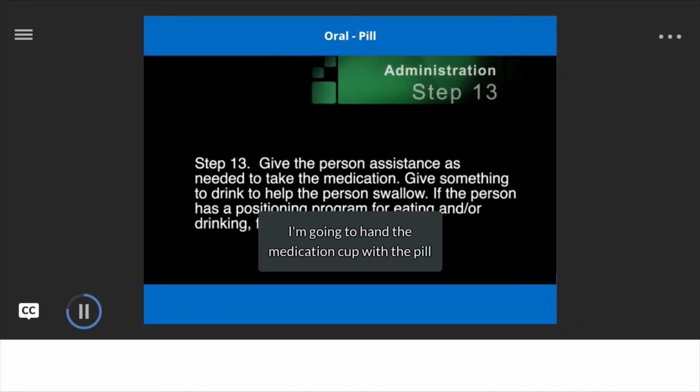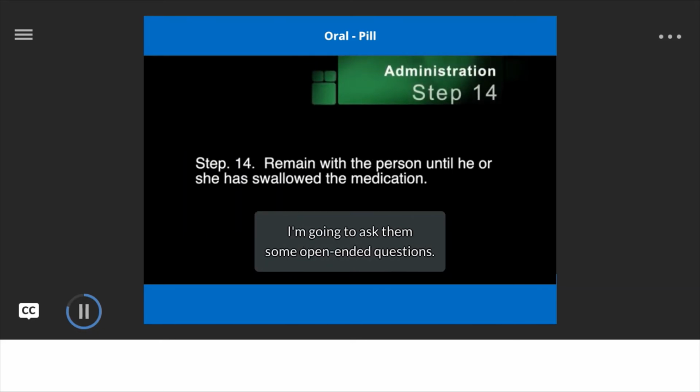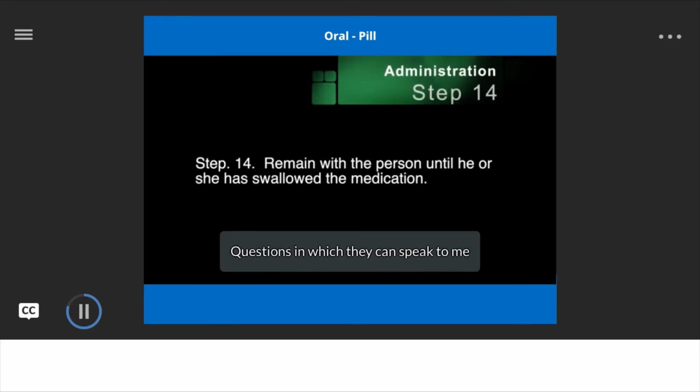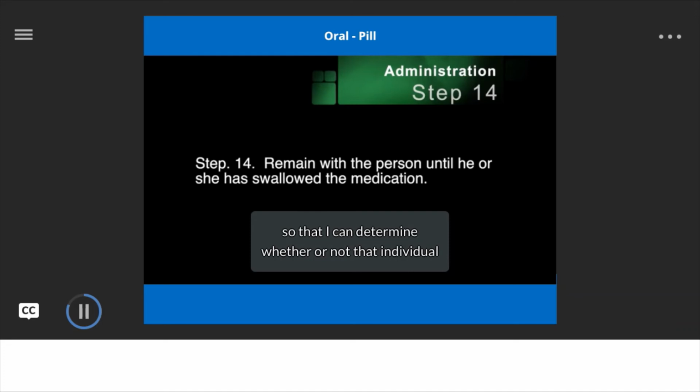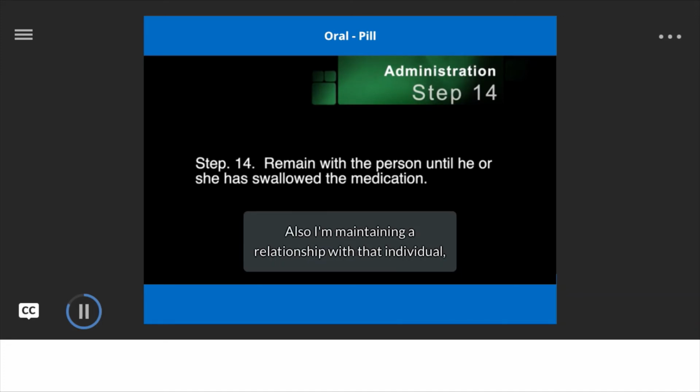I'm going to hand the medication cup with the pill to the individual, offer them something to drink. Once they have taken that medication, I'm going to ask them some open-ended questions, questions in which they can speak to me and talk with me in a full sentence so that I can determine whether or not that individual has taken their medications. Also, I'm maintaining a relationship with that individual, and I'm creating a relationship in which they feel safe during that period of time.